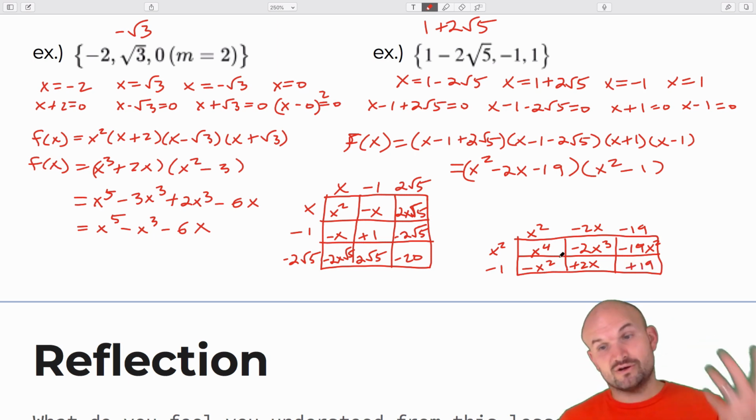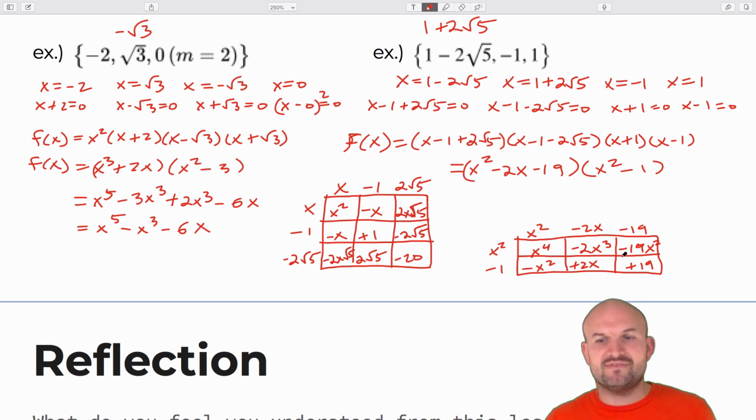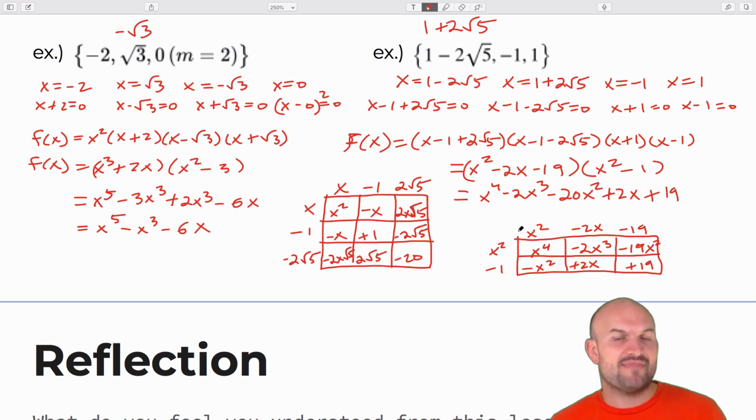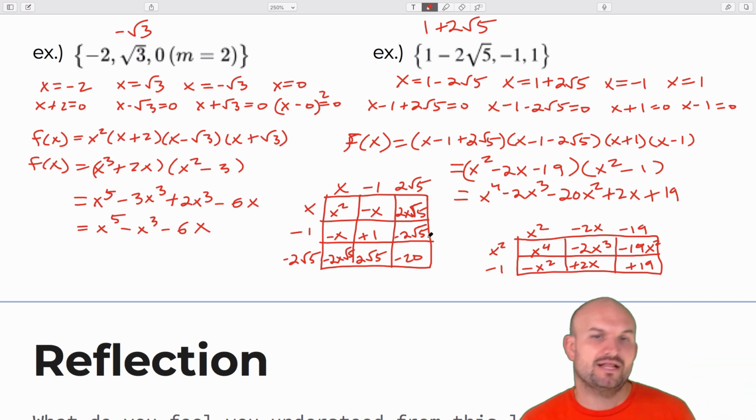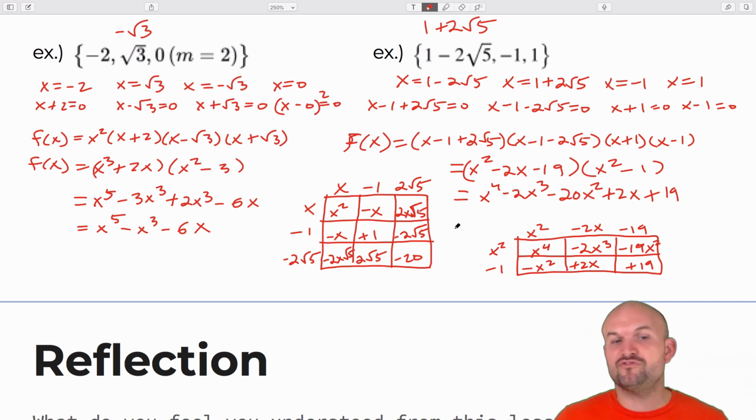Okay, now again, notice that we don't have everything perfectly on the diagonals, but at least good enough that I can simplify my terms here. So I'm going to have an x to the 4th minus 2x cubed. This gives me a negative 20x squared plus 2x plus 19. And that would be my standard form of my polynomial. So there it goes, ladies and gentlemen. That's kind of full circle here.